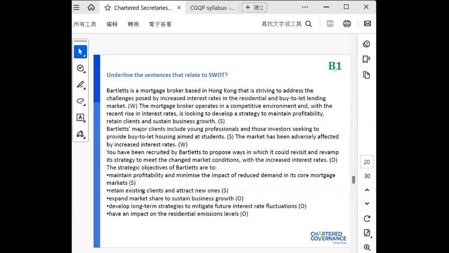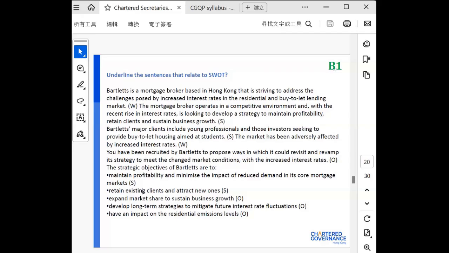The weakness is that the company may be vulnerable to increased interest rates that would affect the mortgage market. That's a threat as well. So these economic pressures affect the ability to maintain the demand in its primary lending factors. They can revamp the strategies to better address the changing market conditions. So that's the new opportunities.